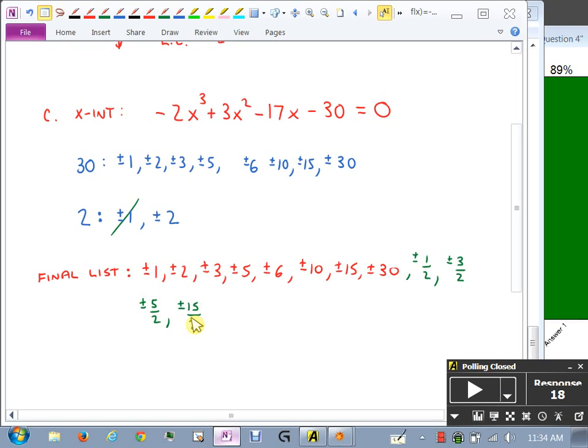So I'm going to give you the same instructions on the test. Start with the smallest numbers, but don't do the fractions, okay? So we're going to start in this list right here. We're going to work our way up. Yes?